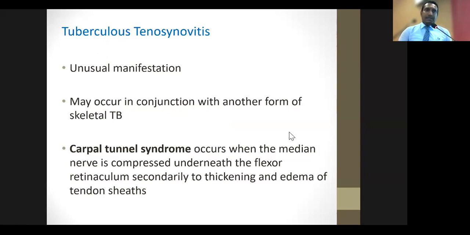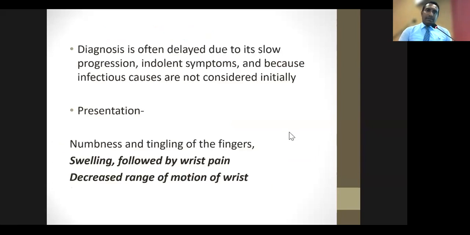Median nerve is here compressed underneath the flexor retinaculum due to the thickening of edematous tendon sheaths. So obviously there can be a delay in diagnosis in these patients because we don't suspect an infective cause usually in carpal tunnel syndrome.